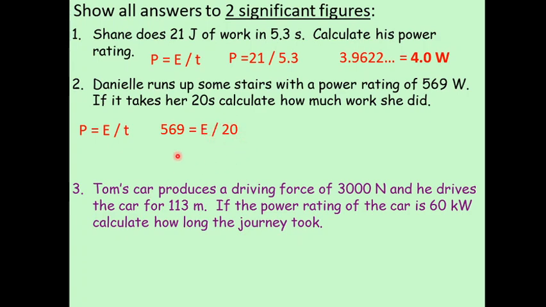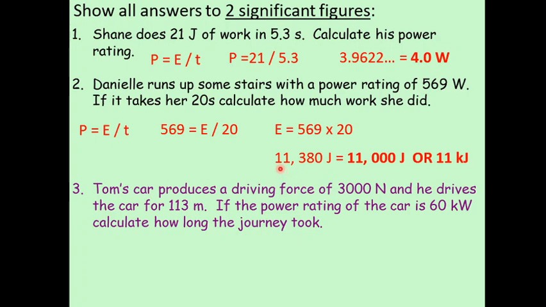So here we need to rearrange the equation again, and what we want to do is get E, or work done, on its own, and E is being divided by 20. So the opposite operation to divided by 20 is to times by 20. If we times both sides by 20, it cancels this 20 out and leaves E on its own. And if we times 569 by 20, that will give us our work done value, which is 11,380. We need to put that to 2 significant figures.